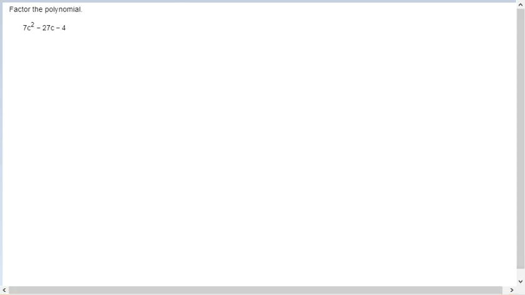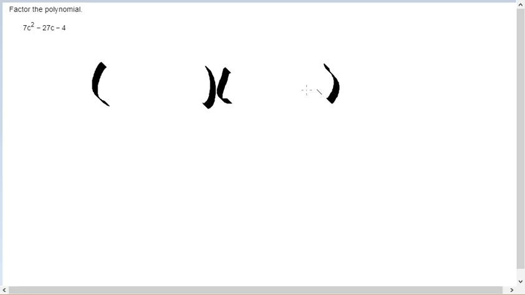Alright, let's take a look at factoring this one here. It does not have a 1 in front of the square term. So one way to do it would be to, well, let's just try some things. First of all, if we just look at the two binomials, we notice this is a 7 here. Now the only way to get to 7 that you can think about is 7 and 1. So we know this has to be a 7c and then a 1c, or just c.